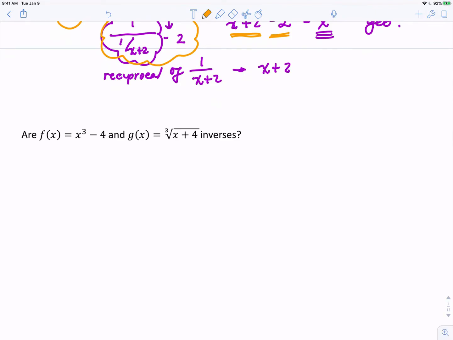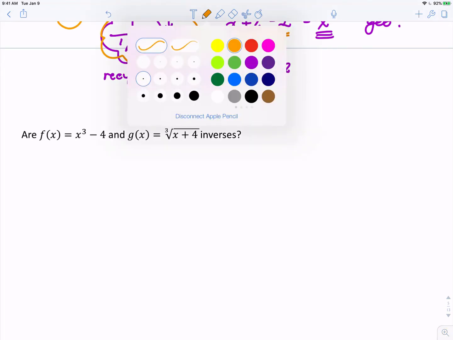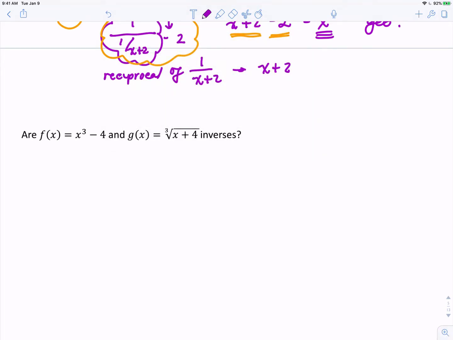Let's try that one more time. Are f of x equal to x cubed minus 4 and g of x equal to the cube root of x plus 4 inverses? So again, one thing that I like to do is try it for a specific number first to see if I have to go through the work of showing a general case. You can pick any number you want. I'm just going to pick 1.